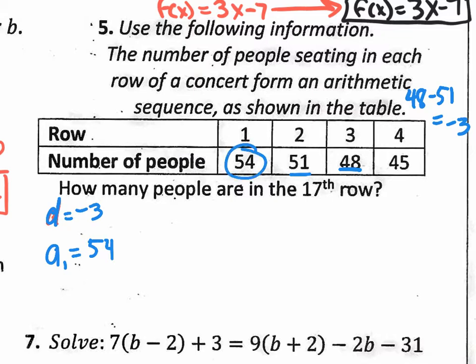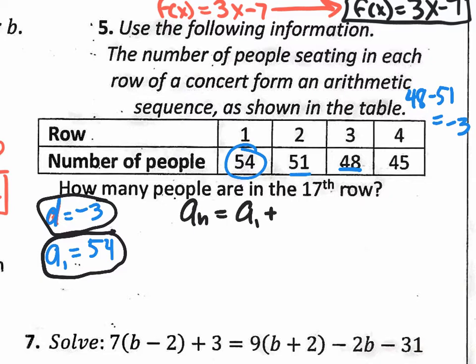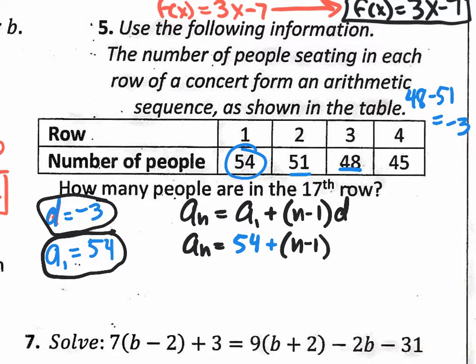So once you know the d, and once you know the a sub 1, the first term, then you could use the a sub nth rule. A sub n equals a sub 1 plus, parenthesis, n minus 1 times the common difference d. So let's actually plug everything in. It's going to be a sub n equals my first term, which is 54, plus, parenthesis, n minus 1 times the common difference, which happens to be negative 3.